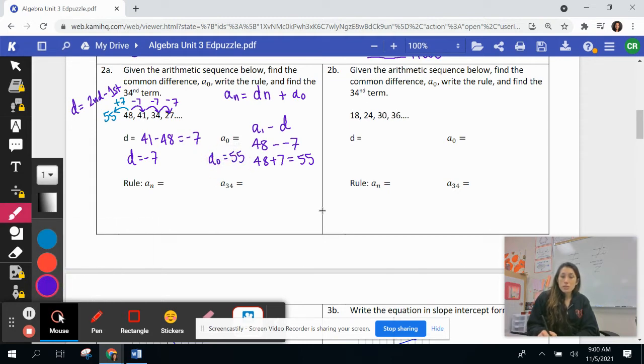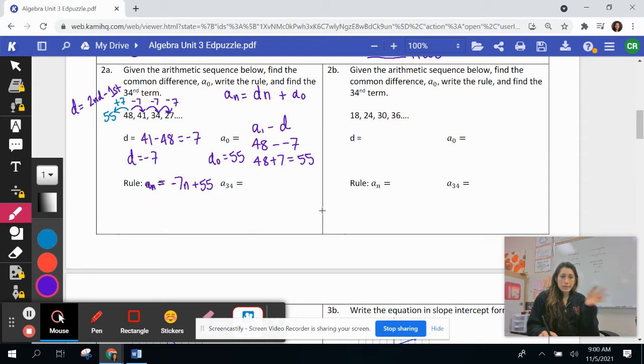So those are the two pieces of information that we need to write out our rule. We're going to put our common difference into the rule here, and we're going to put our 0th term here. So we already have the a sub n written out, equals our common difference, -7n, and our 0th term is 55. Okay. And then we want to find out the 34th term.